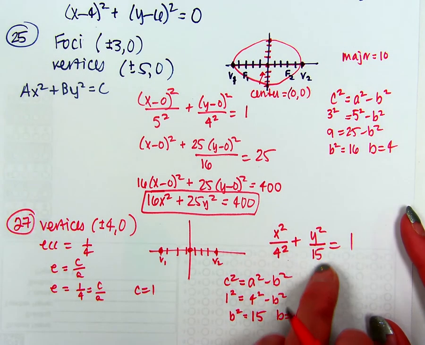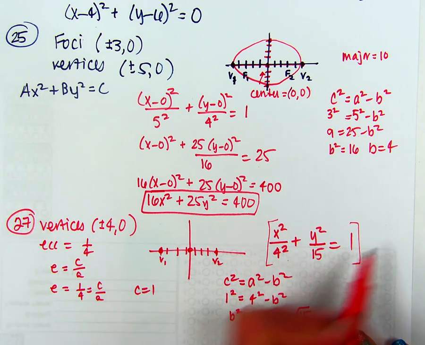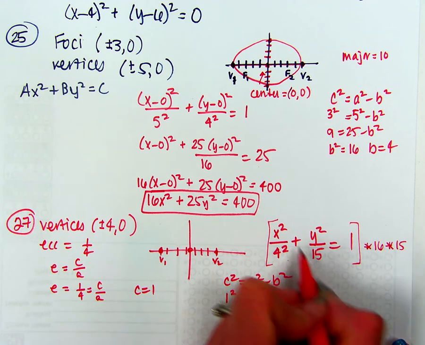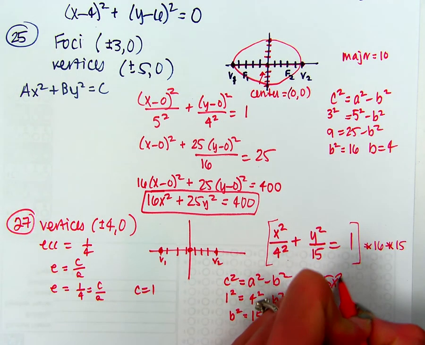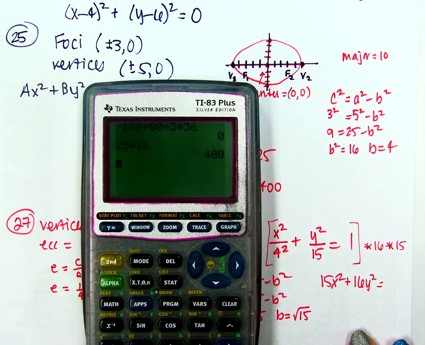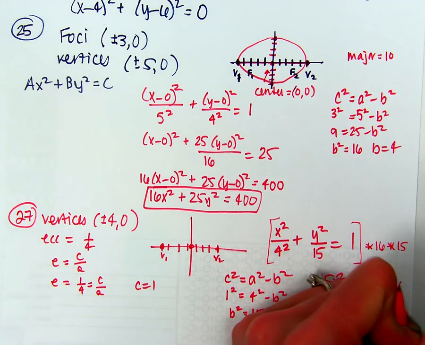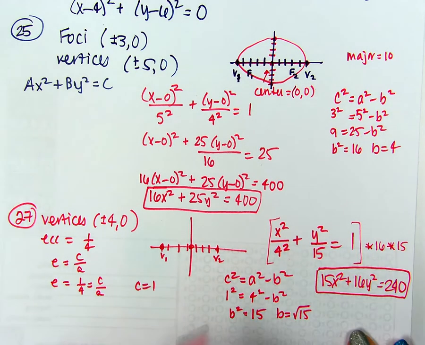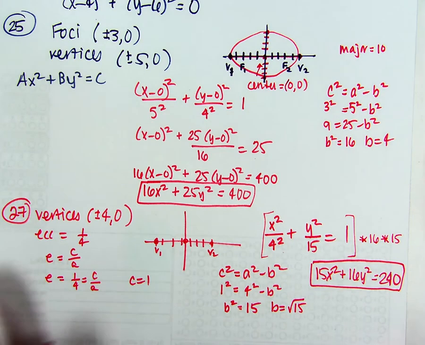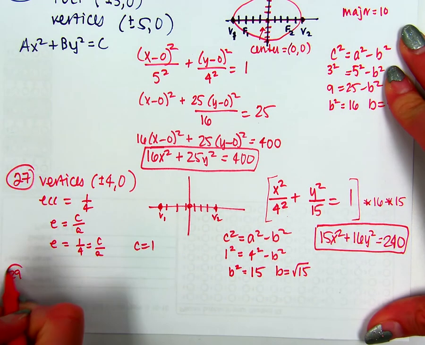And then this technically would be okay, except I need to multiply by 16 and then by 15 to get rid of my fractions. So this is going to become 15x squared plus 16y squared, and whatever 16 times 15 is, that's 240. Equals 240. A lot of times we're not going to ask you for answers like this, but maybe on a multiple choice they would have that listed as your options.